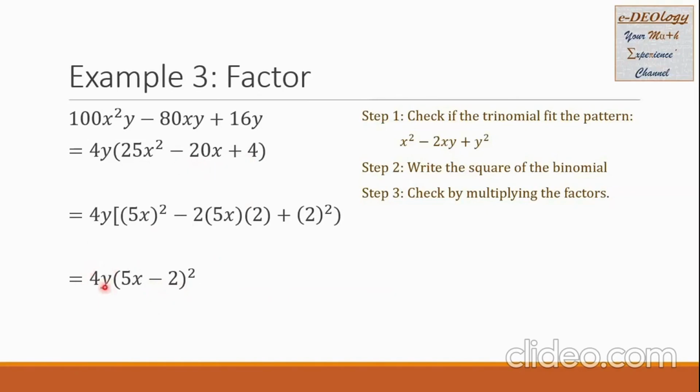And the 4y here, I can write it there and then start to multiply the 4y to each term of the trinomial. And it will give me this original trinomial 100x squared y minus 80xy plus 16y. So I was able to confirm that my answer here is correct. And this is my final answer.